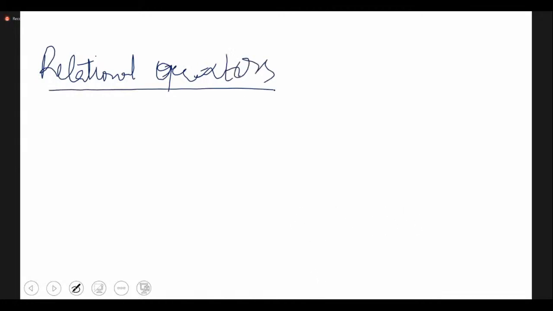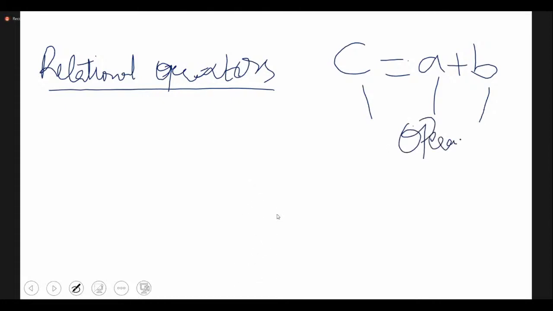Okay, so you all know, whenever we observe a relational operator, you are going to define the relation between two operands. For example, I have C equals A plus B as my expression. A, B, C are called operands. Always the variable names which we use, we call them operands, and the equals sign and plus we call operators.